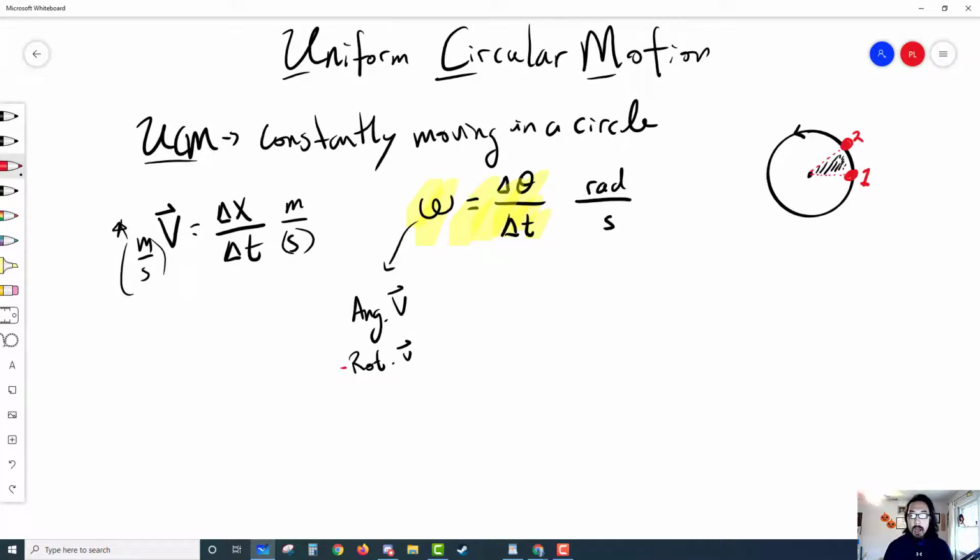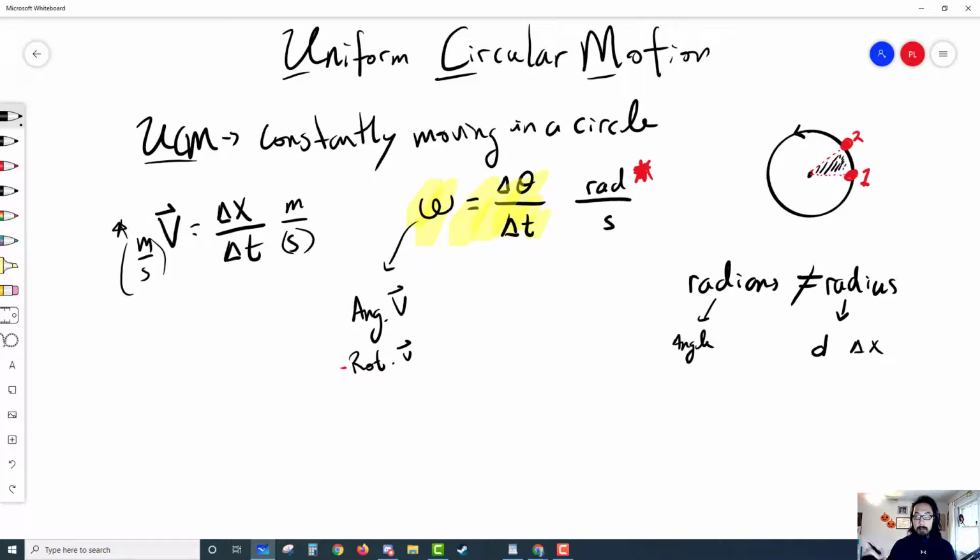This is one of those red light moments. Important, important, important. A lot of times students see RAD or radians and they think about radius. I need you to know that radians is not the same as radius. Radius is a unit of distance, how far it is from a center, so it's like a distance or a displacement. But radians is like the angle, how much of a circle, like a section of a pie. So radians and radius are not the same.